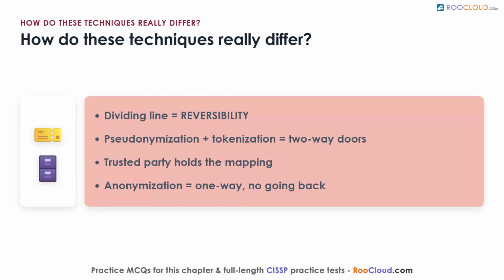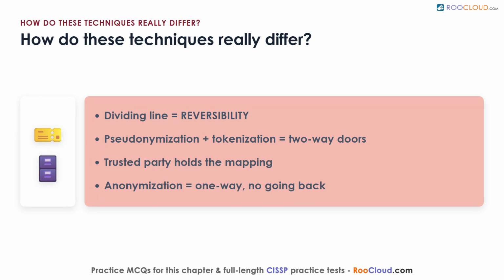So how do these privacy techniques really differ? The dividing line is reversibility. Pseudonymization and tokenization are two-way doors, since a protected mapping lets an authorized party recover the original. Pseudonymization suits sharing a dataset with outsiders while keeping identities out of their reach. Tokenization lets a trusted middle party, like a payment network, hold both the token and the real value, while no one else does. Anonymization is a one-way door.